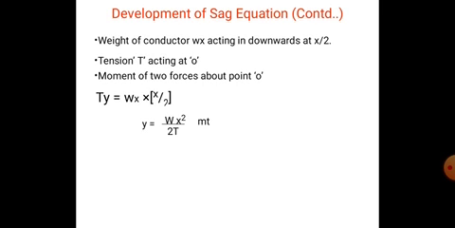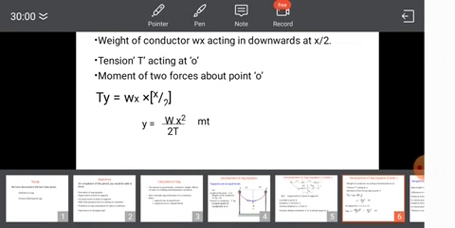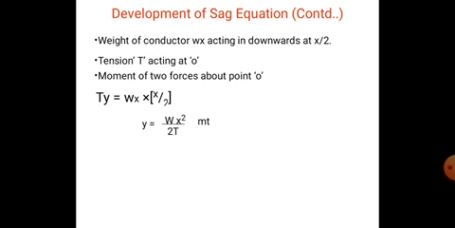That is, y is equal to W into x square by 2T. So y is equal to Wx square by 2T. Here the maximum sag is at either of the supports A and B. At point B, x is equal to L by 2 and y is equal to the sag.